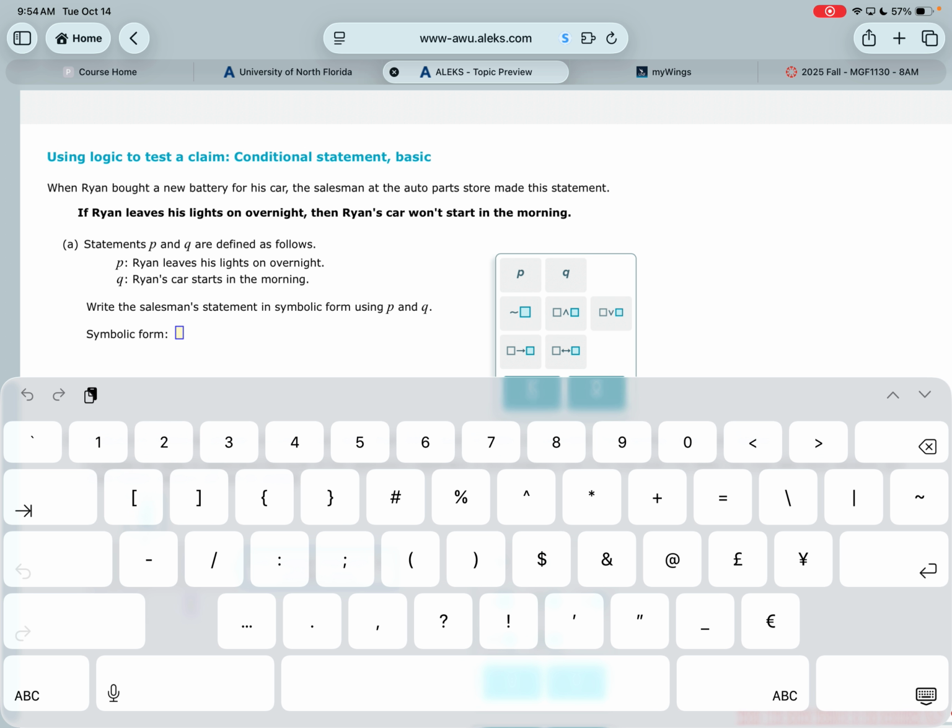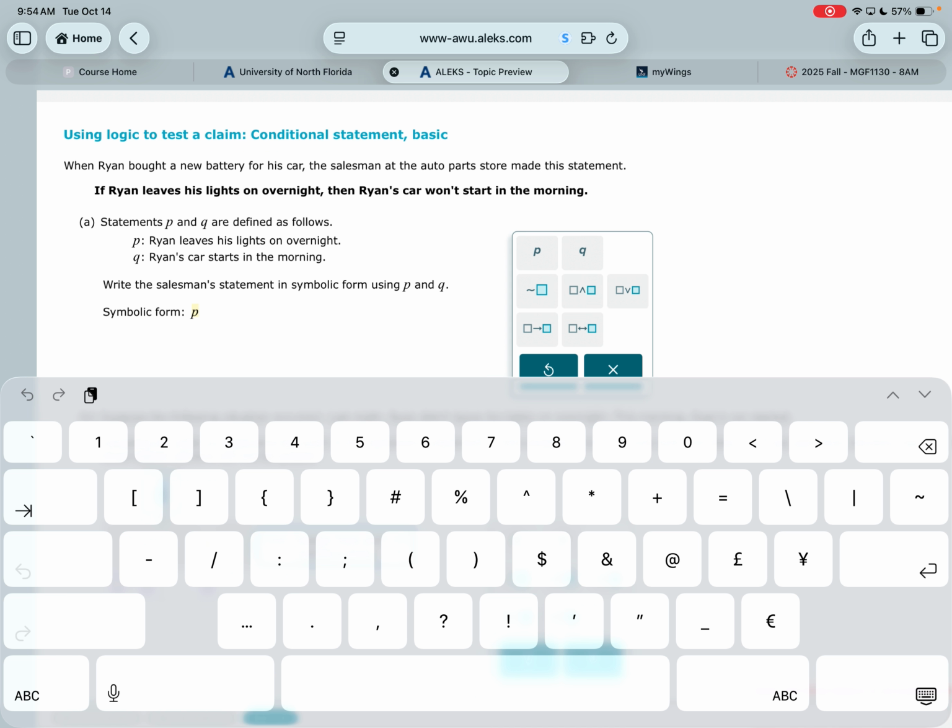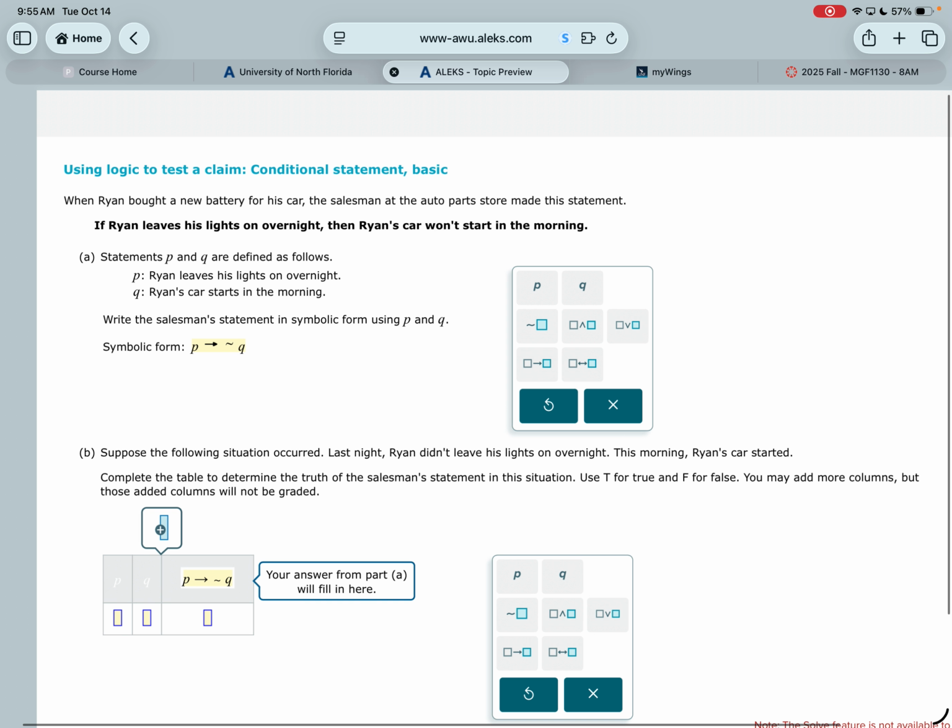I would say if Ryan leaves his lights on overnight, then his car will not start. Okay, so make sure you pay attention to what your original statements are. Even though the salesman is saying it starts with the not, my original statement Q is Ryan's car starts in the morning. So by the salesman saying then Ryan's car won't start in the morning, I need to do not Q. Okay. So if P, then not Q.